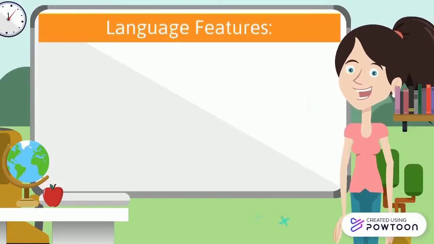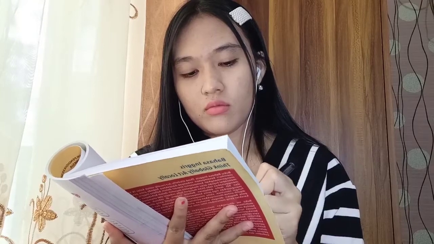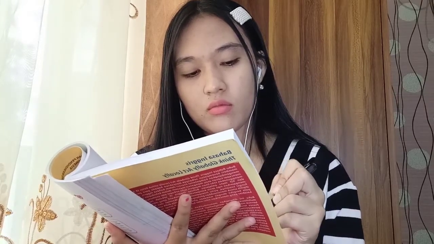Here are the language features. The procedure text that you already saw or watched uses imperative sentences, such as wash the fruits, cut into smaller pieces. Use action verbs: wash, peel, cut, put, add, pour, whisk, stir, etc. And then the third is use connectives to order actions: then, while, after that, etc. And then the fourth is use adverbials to state detail, type, place, accurate ways.